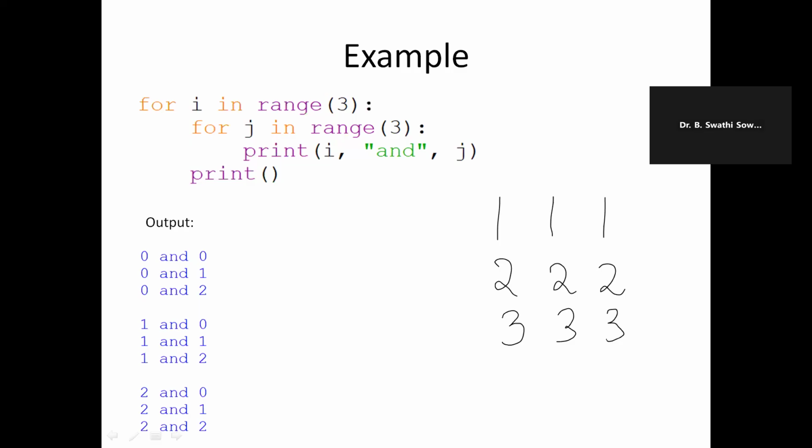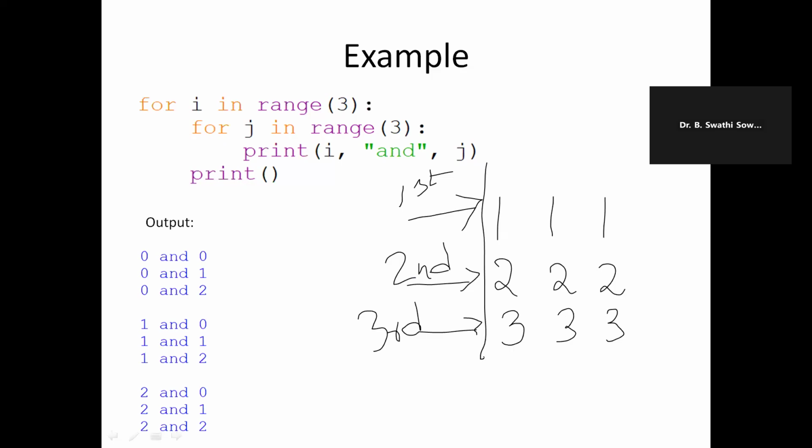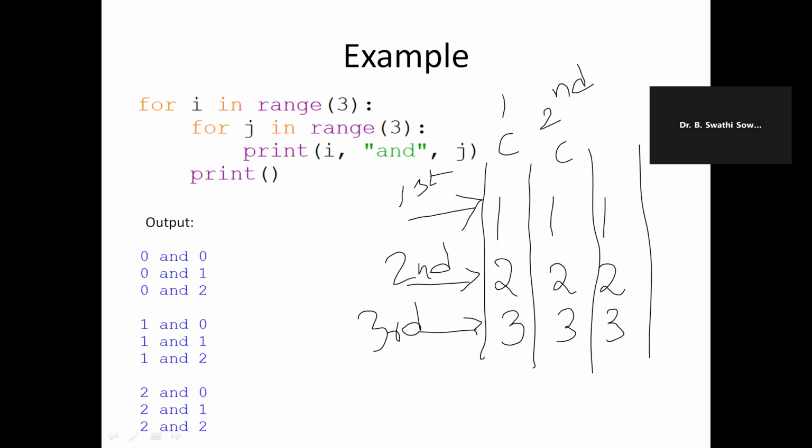So generally, what it means is, this is the first row that I'm going to print, this is the second row, and this is the third row. And we also have a columnar format here. This is the first column, this is the second column, and this is the third column.